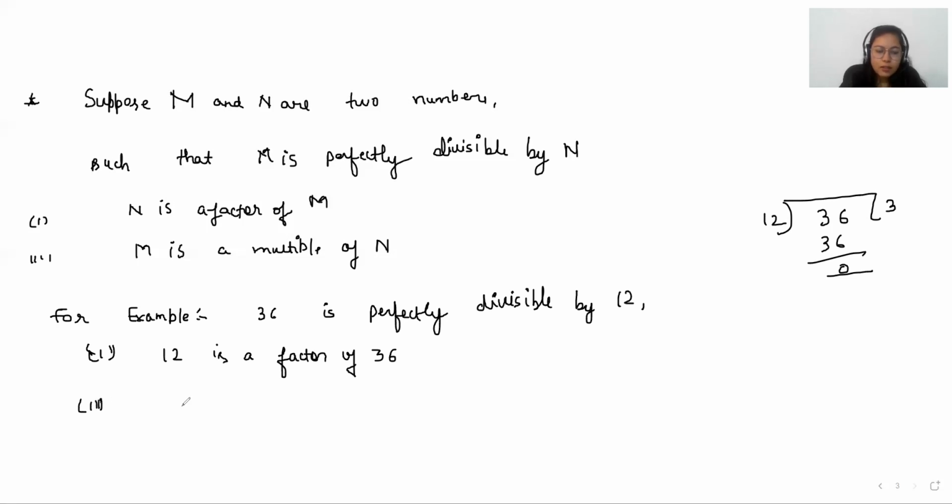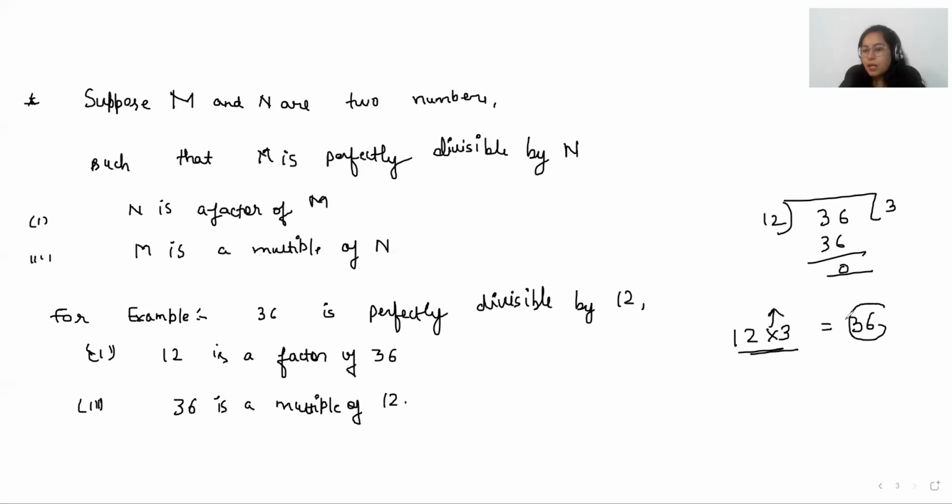Now check the second thing, that 36 is a multiple of 12. A multiple of 12 means when you multiply 12 by some number, it gives you 36. So what's that number? 3. When you multiply 12 by 3, you get 36. So both the conditions are true. 12 is a factor of 36 and 36 is a multiple of 12.